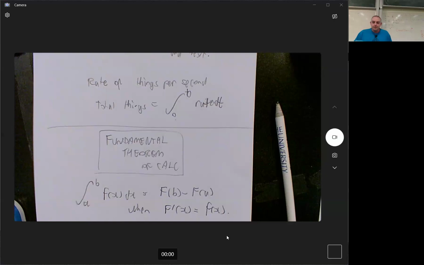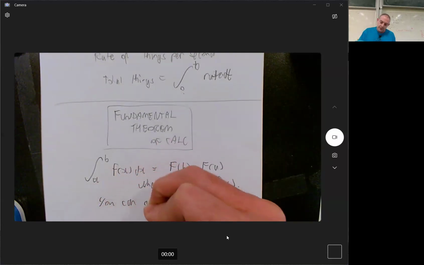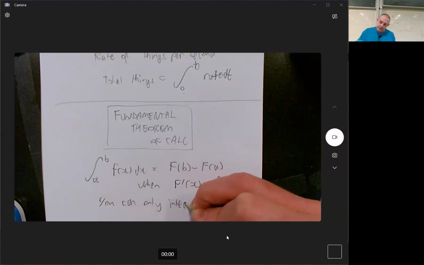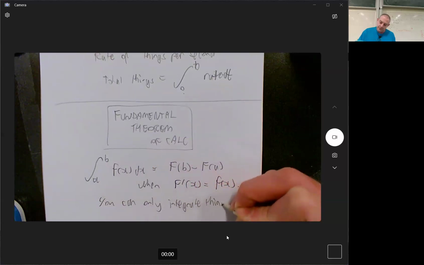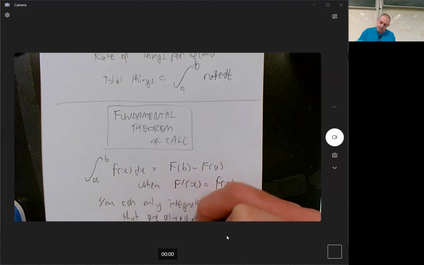Yeah, and I think that's a really cool thing about the fundamental theorem. It connects integration and differentiation, which until the theorem weren't connected. But you can only integrate things that are already rates of change, basically. It's really cool. You can only integrate things that are already derivatives.